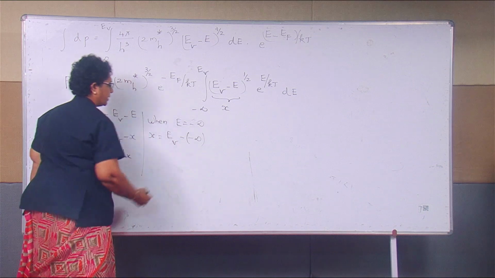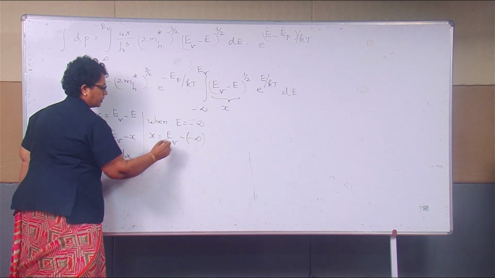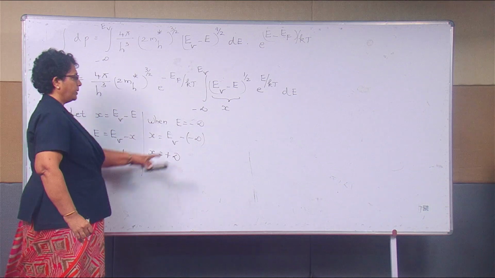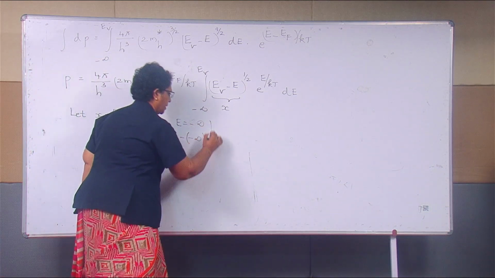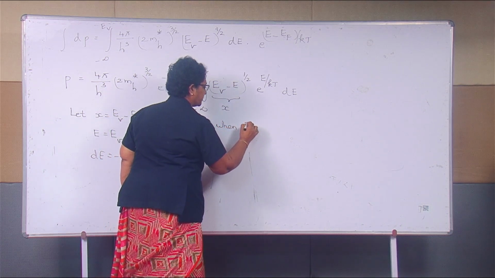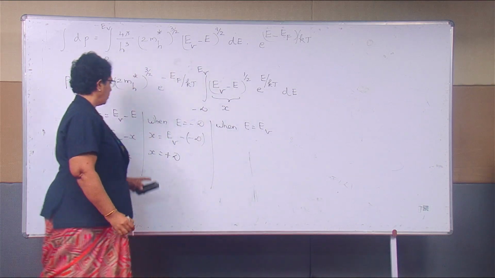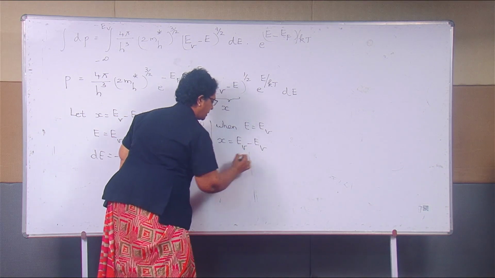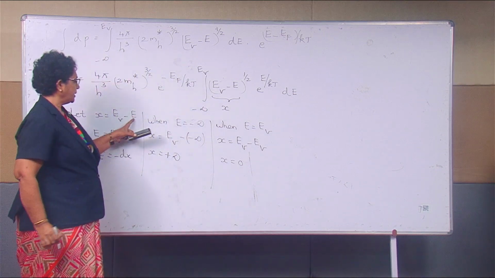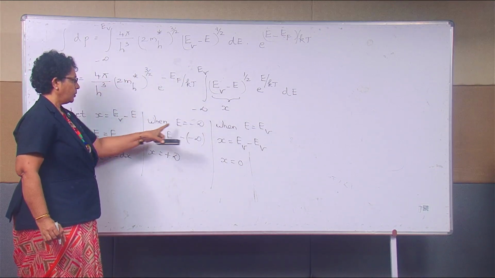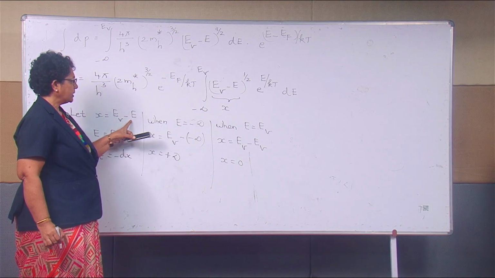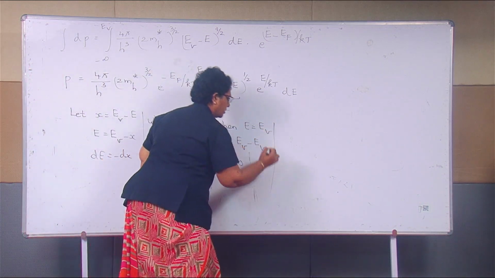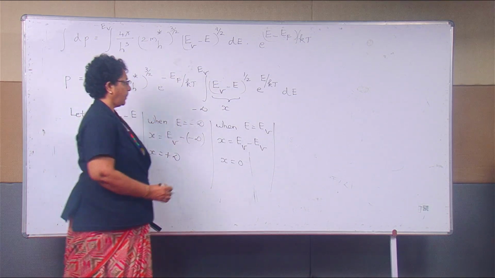Minus of minus infinity. So when E is minus infinity, this becomes plus. Anything to the plus infinity will be plus infinity. So minus infinity becomes plus infinity. And when the energy level is EV, what will be x? So x is equal to EV minus EV, that is equal to 0. When the energy level is substituted as minus infinity, you get plus infinity. When the energy level is substituted by the upper limit EV, x becomes 0. So now you can apply everything here.